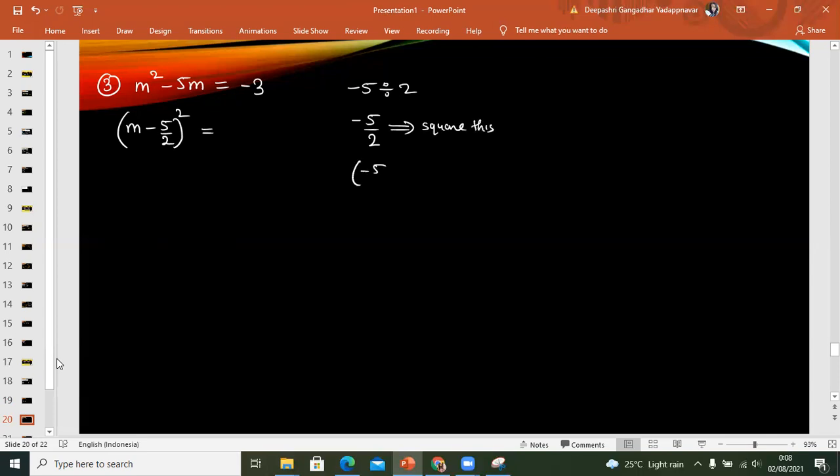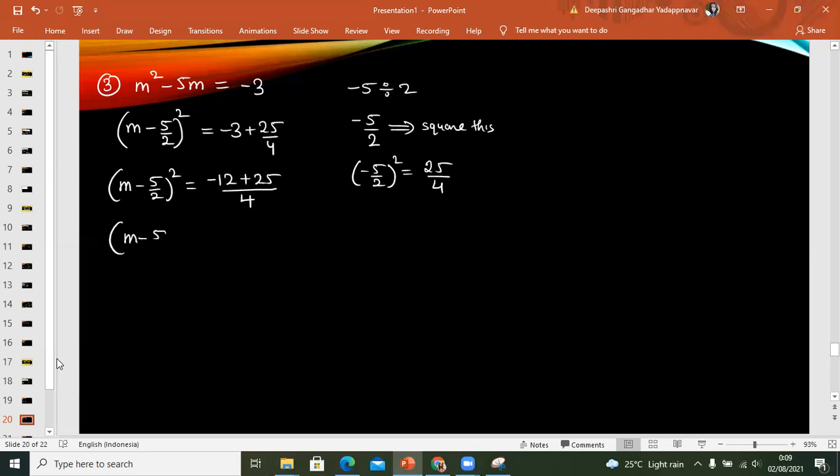If you square this minus 5 by 2, you will get a positive value. 5 times 5 is 25, 2 times 2 is 4, negative times negative becomes positive. So this negative 3 stays as it is, and we will write this positive 25 by 4 here. Next step, solve this with cross multiplication. 4 times 3, negative 12, plus 25, divided by 4, (m minus 5 by 2) whole square. Negative 12 plus 25 will give you positive 13 divided by 4.